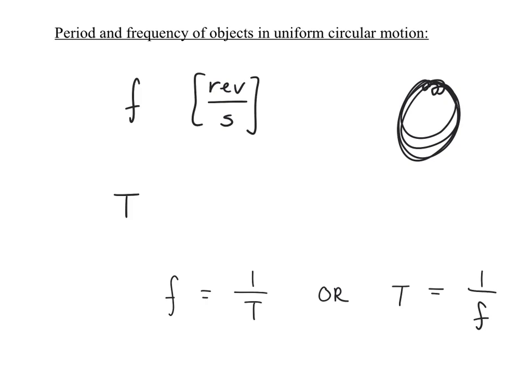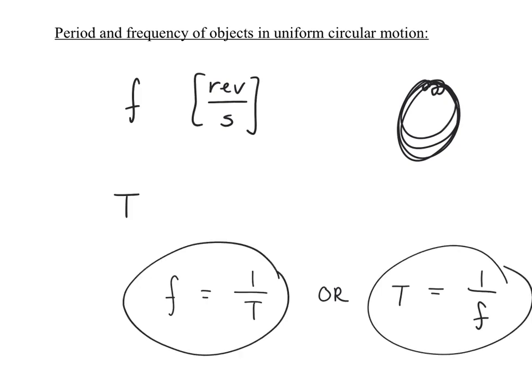So these 2 formulas are interchangeable, because I can just switch the positions. I can multiply up by T and divide by f, and I get this formula. So both of those are acceptable.